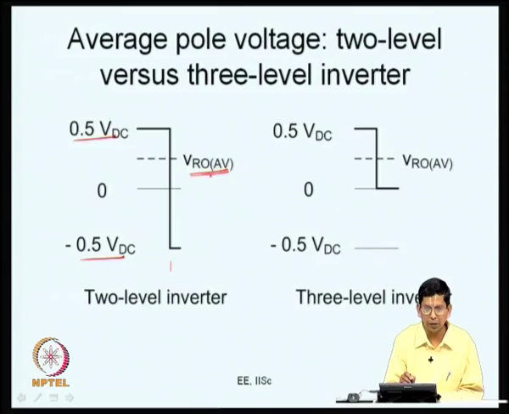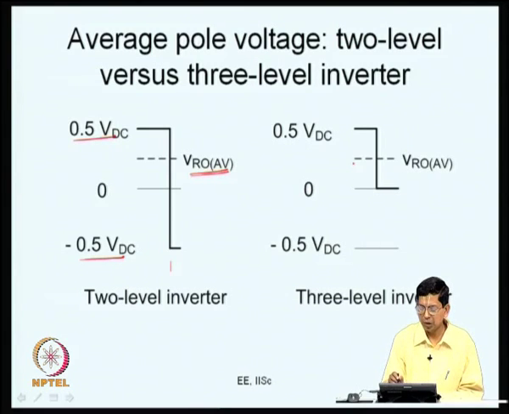VRO average will be equal to plus 0.5 VDC if the pole is connected to the top throw throughout the switching interval. On the other hand, if the pole is connected to the bottom throw throughout the switching interval, it is going to be minus 0.5 VDC. So, what you would typically do is connect it for some time to the top throw and some time to the bottom throw, and you get a weighted average of plus 0.5 VDC and minus 0.5 VDC, some voltage between the two. Here incidentally this voltage is something like 0.25 VDC.